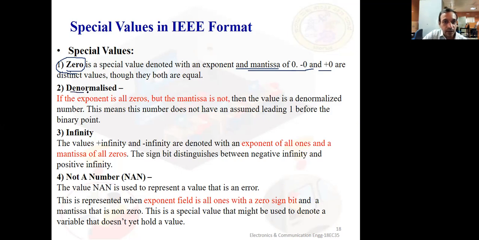Okay, and denormalized values. If all the exponent bits are zeros, but the mantissa is not, then it is called a denormalized number. Okay, that means what? Normalized number we already said: there should be a non-zero digit to the left of the decimal point. So if the exponents are zeros, but the mantissa is non-zero, then the value is a denormalized number.